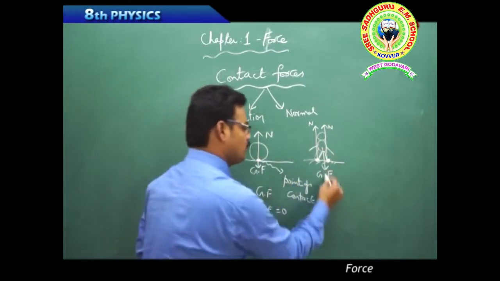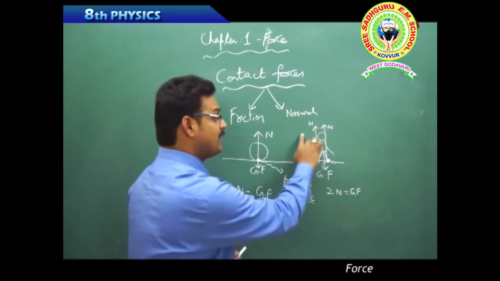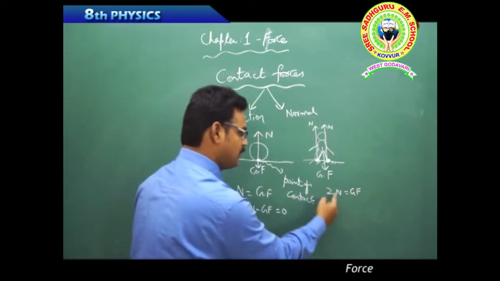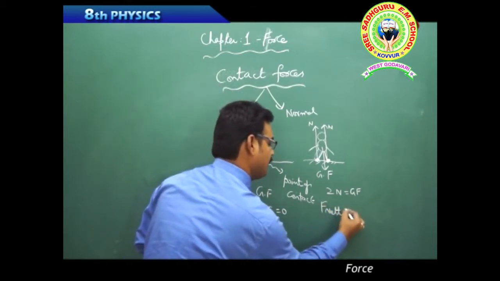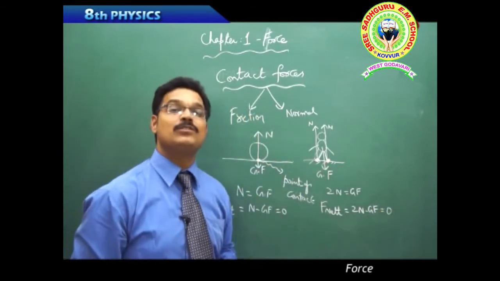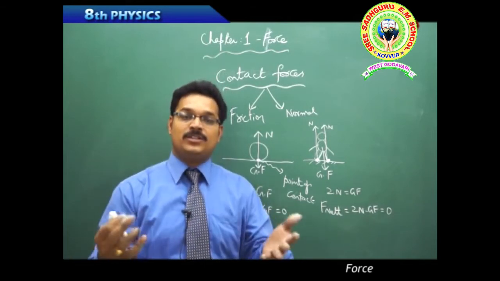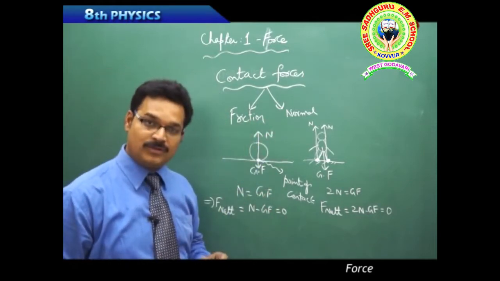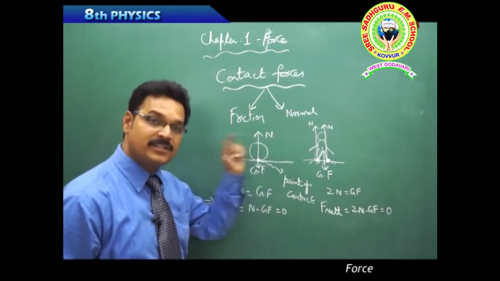Here also 2N equals GF. Why do I say 2N? Because the two forces are acting in the same direction, so you can add them up: N plus N is 2N, which equals GF. So if you take the net force, 2N minus GF, it equals 0. So the net force acting on the person is 0. That's why the person is stable. That's why I am stable standing here and teaching you. So normal force is the contact force that always acts at the point of contact in the perpendicular direction. Let me write the definition there.